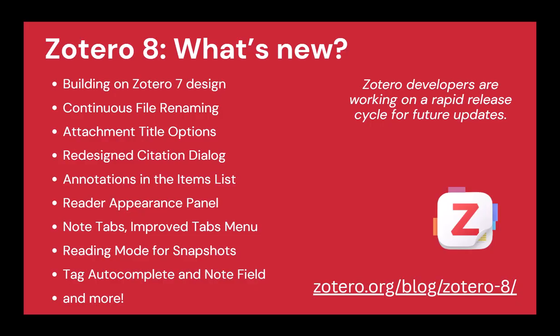And so really this update is building on the redesign of Zotero 7 with some new updates, but the interface is largely the same. They did add several things like continuous file renaming, attachment title options, the redesigned citation dialog that has a list mode and a library mode whenever you're in Word or your word processor. Annotations in the items list have changed, a little bit of the appearance in the reader panel, note tabs and the tabs menu. And then now there's a reading mode for snapshots and autocomplete for tags and things like that.